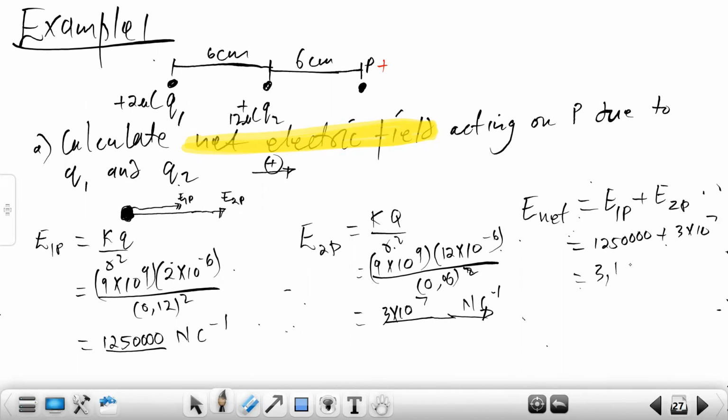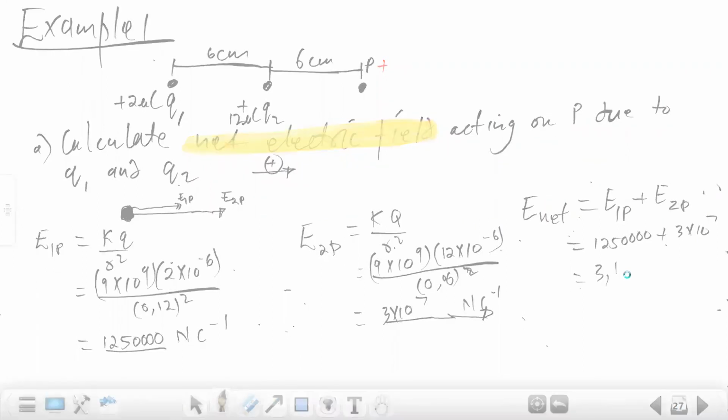3.13 multiplied by 10 to power 7. And that's the final answer. So that's the final answer. So 3.13 multiplied by 10 to power 7, then newtons per coulomb.